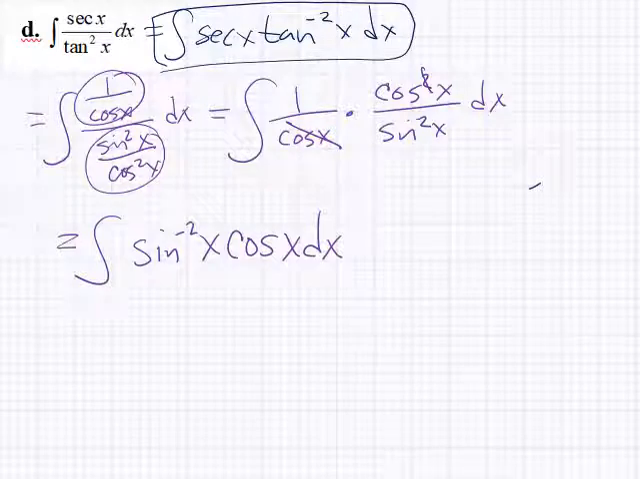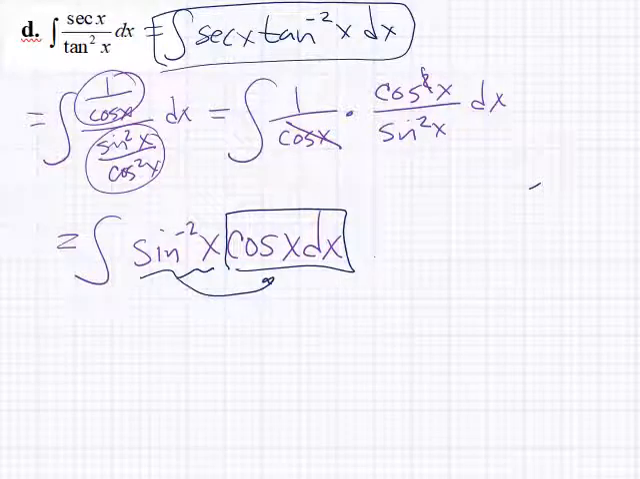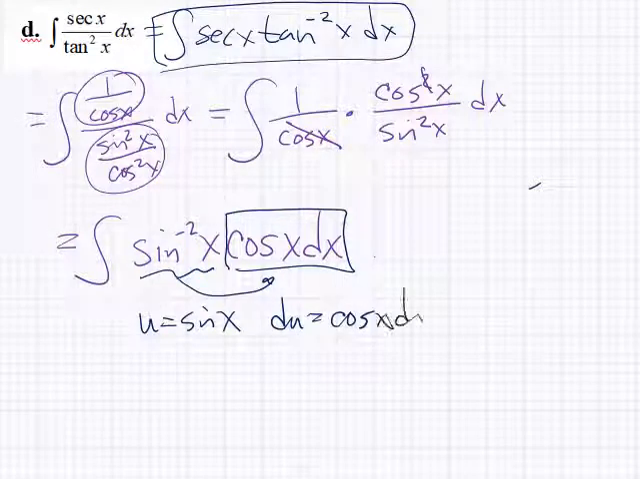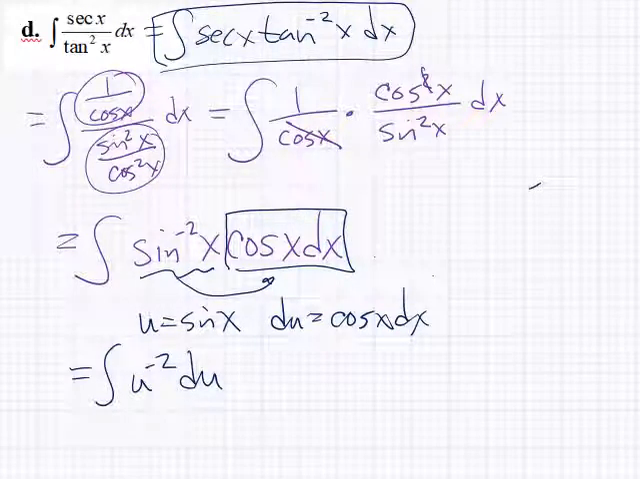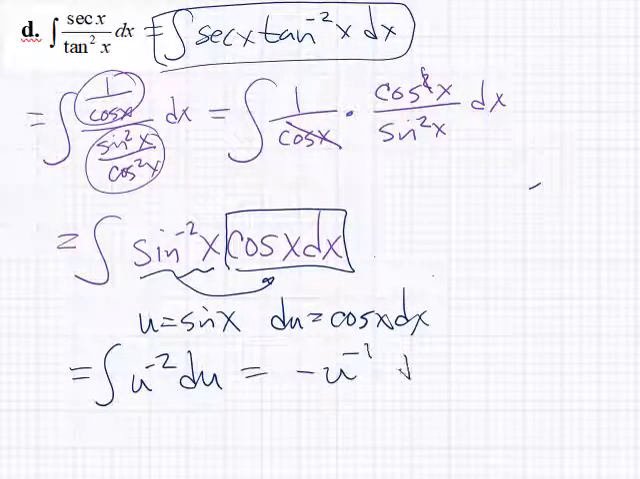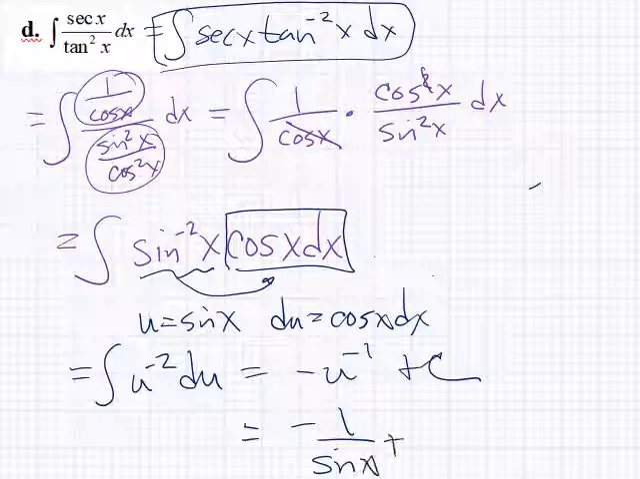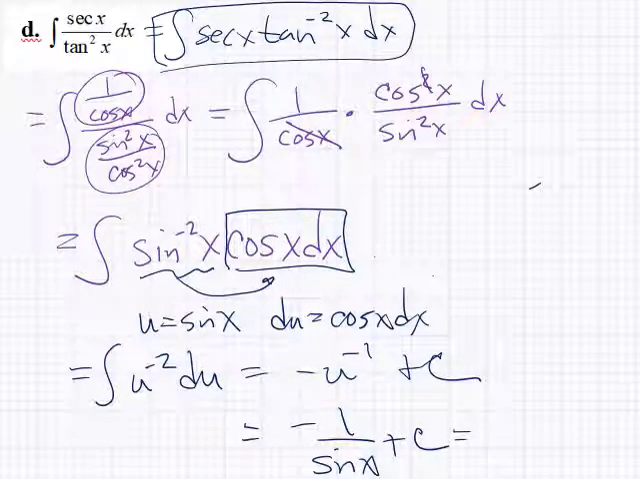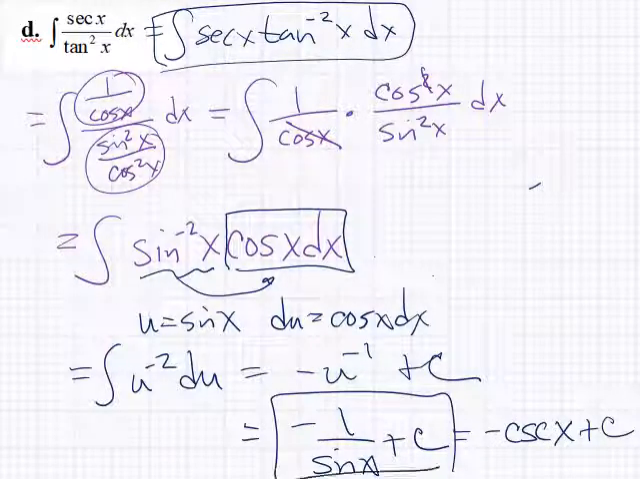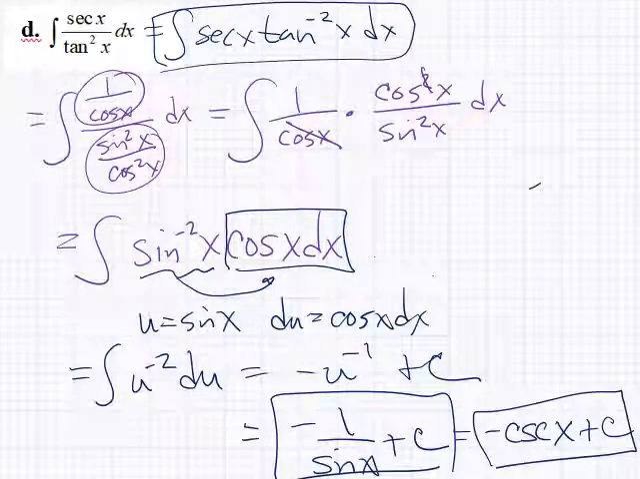But notice, I got it to a cosine to the first x, which takes us back to where we started: u du. So if u equals sine x, du equals cosine x dx. You simply have the integral of u to the negative 2 du, which would give me negative u to the negative 1 plus c. So I can write this as negative 1 over sine x plus c. But 1 over sine can also be written as cosecant, so I could write the answer as negative cosecant x plus c.